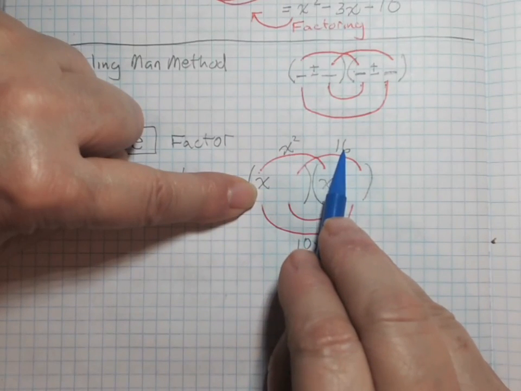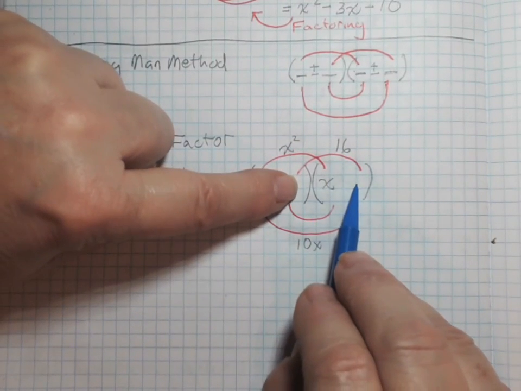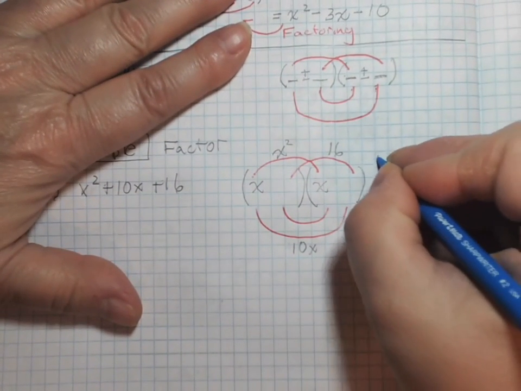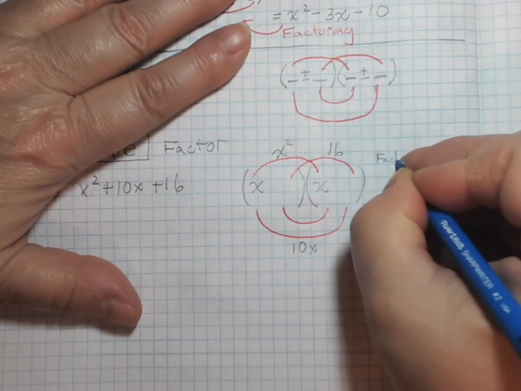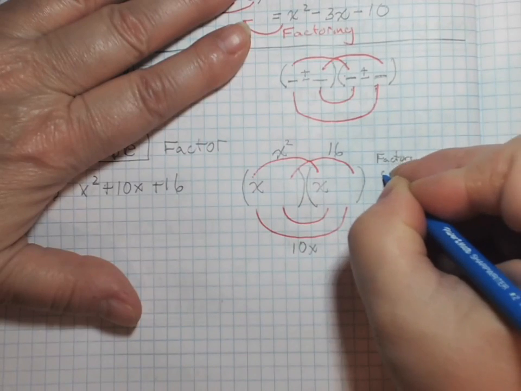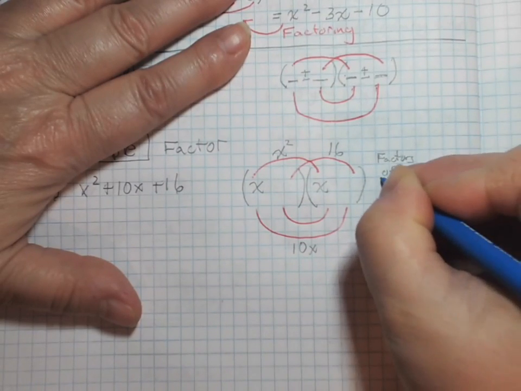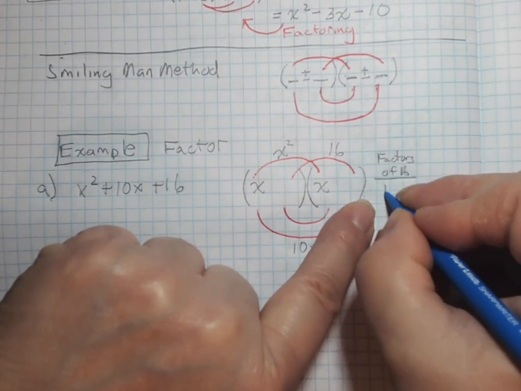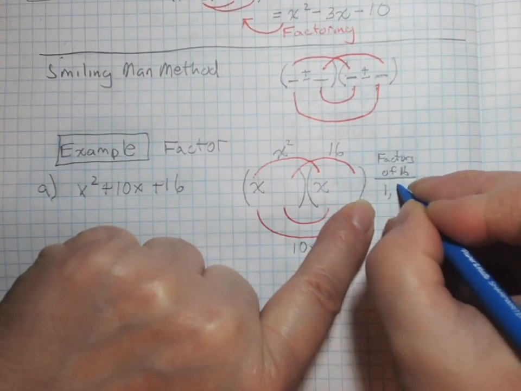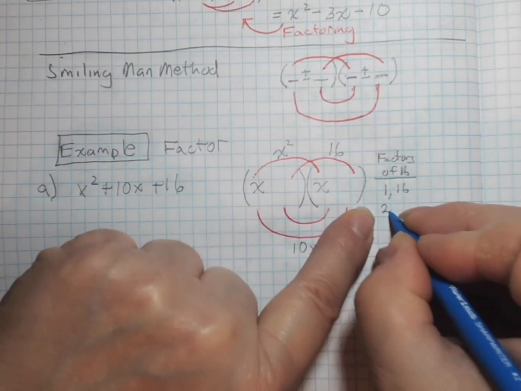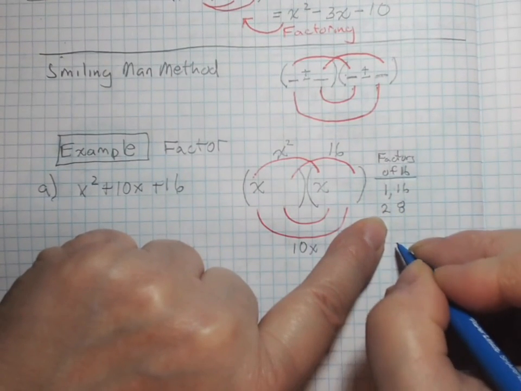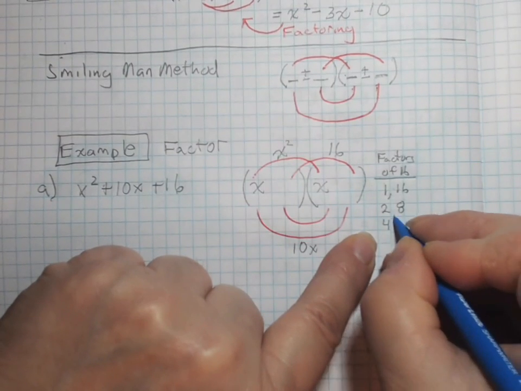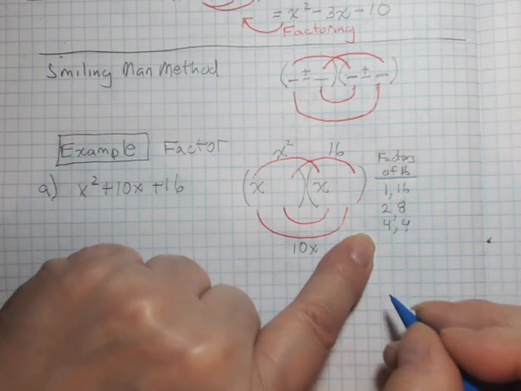All right, next is to figure out what 2 numbers multiply to 16. So I'm thinking of factors of 16. Let me write that. Factors of 16. All right, so 1 times 16. 2 times 8. 3 doesn't divide it. 4 goes into it. 4 times 4. And that would be it.